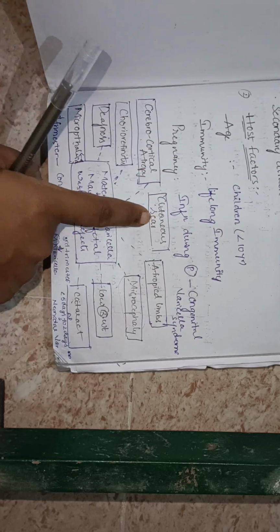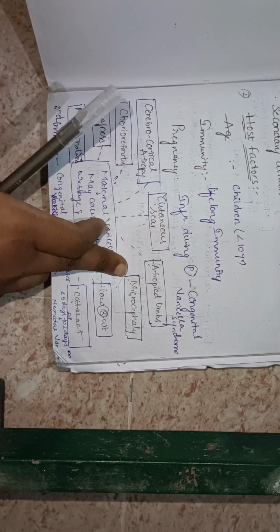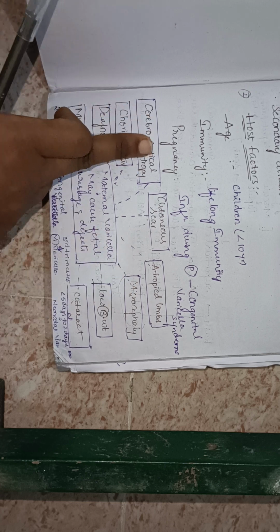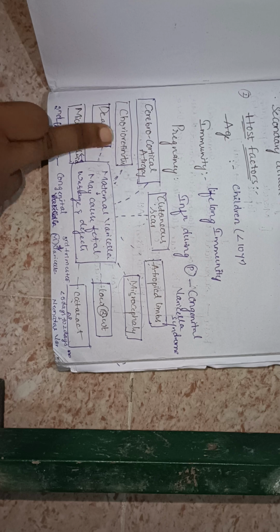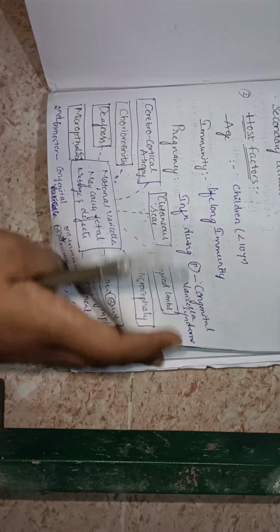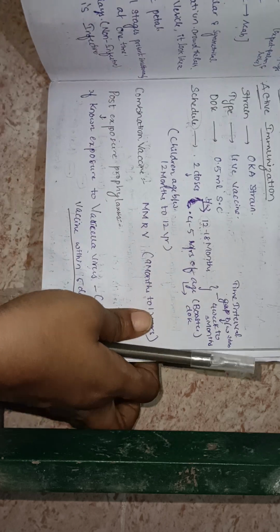So what are the symptoms? Cutaneous scar, atrophied limbs. Next comes the brain, like microcephaly, cerebrocortical atrophy. Next comes the eye, like cataract, microphthalmus, chorioretinitis, deafness, low birth weight. All these are defects for a child.